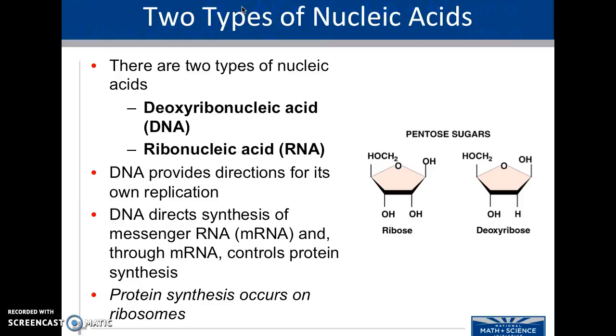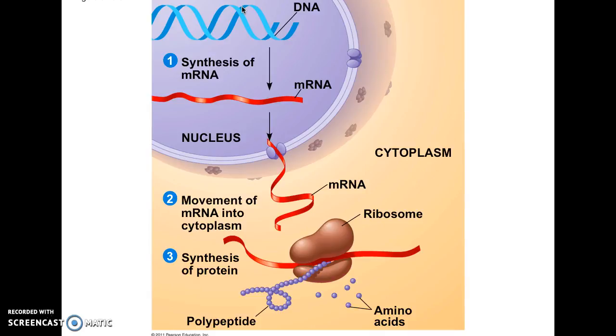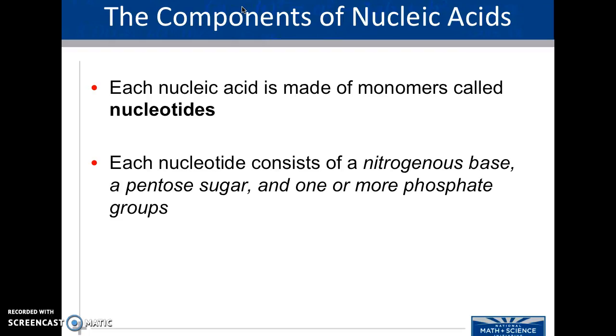DNA provides directions for its own replication. DNA then directs synthesis of RNA, specifically messenger RNA, which can leave the nucleus and control protein synthesis, which happens in the ribosomes using tRNA. Again, we see blue is DNA, red is RNA. The mRNA leaves. The mRNA is read by the ribosome, specifically the tRNA, and it makes a polypeptide chain of single amino acids. Each nucleic acid, so your DNA and your RNA, is made up of monomers called nucleotides.